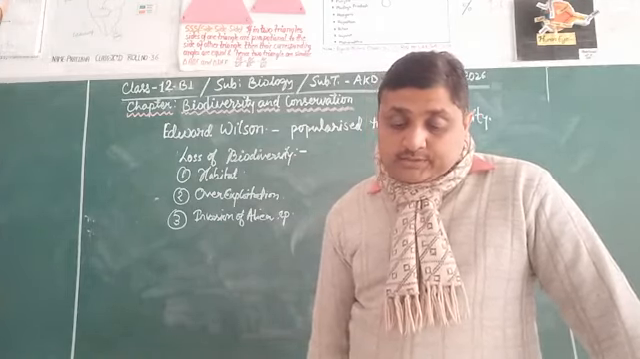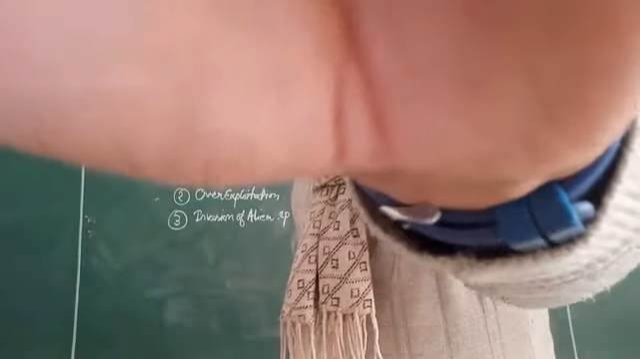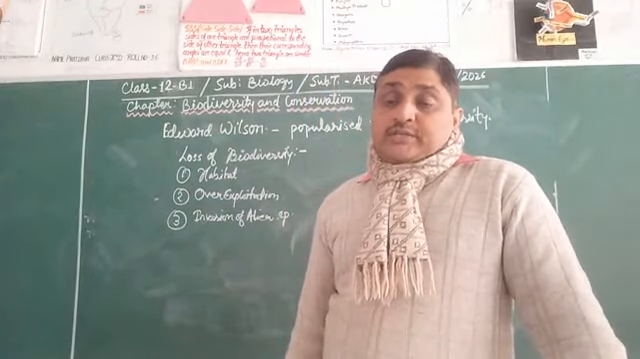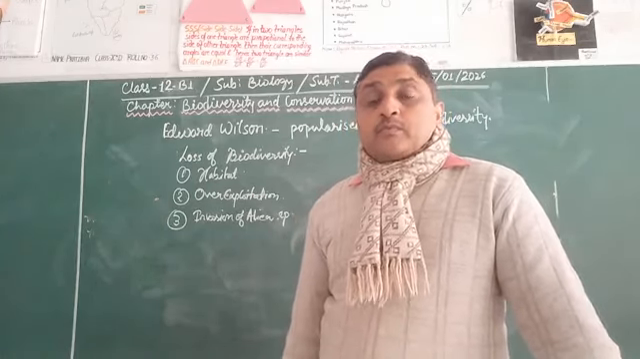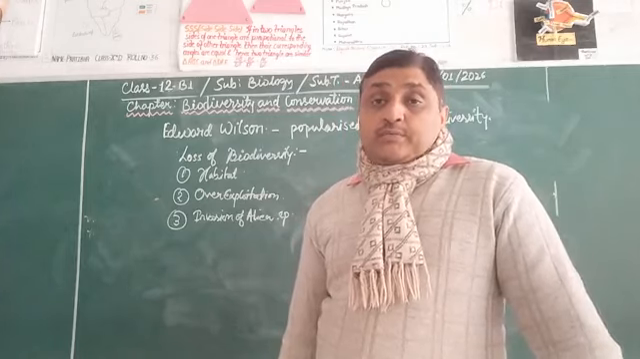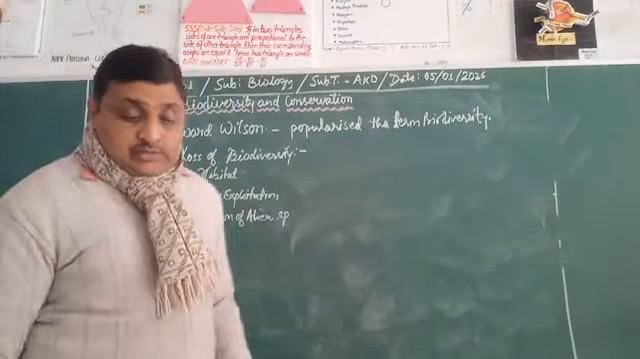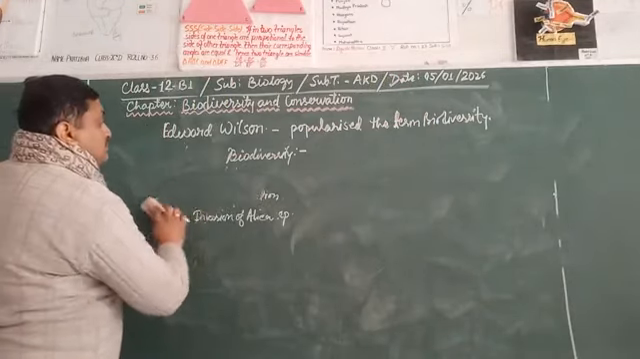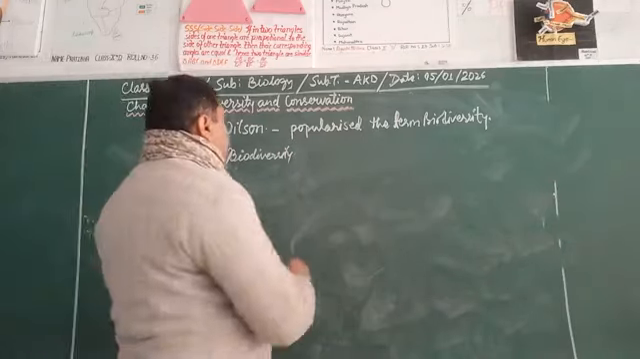Clarias gariepinus are also invasive species. They affect the catfish in the Indian rivers; the population of the Indian catfish will be affected. Okay. Next, biodiversity conservation.